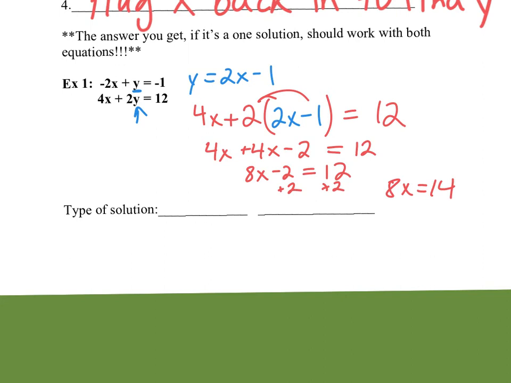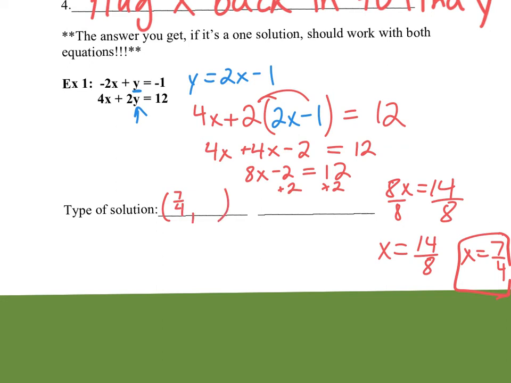Okay. Now what? Divide by 8. So x equals 14/8. Let's simplify that down though. 7 over 4. Let's do that. So x equals 7 over 4. Okay, so now I've got the first part of my coordinate point. I've got x. But I still need y.